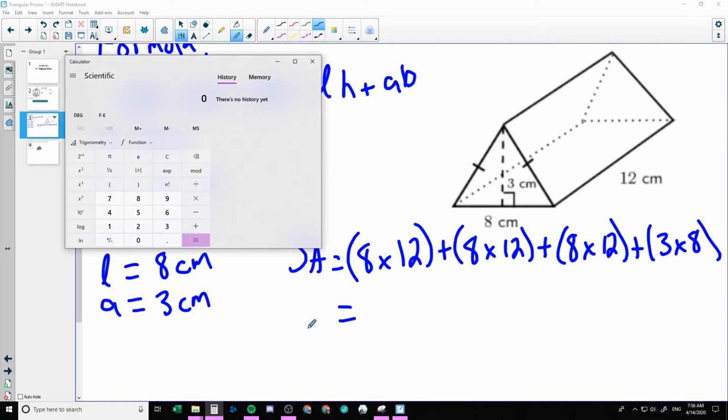So we'll grab our calculator here. 8 times 12. Oh, I've got my numlock off. Unfortunate. It's fine. Clear this out.